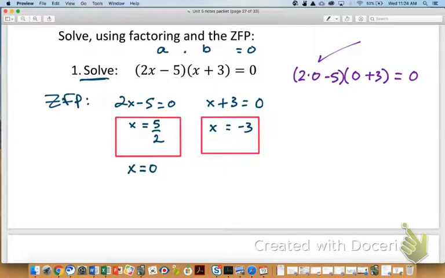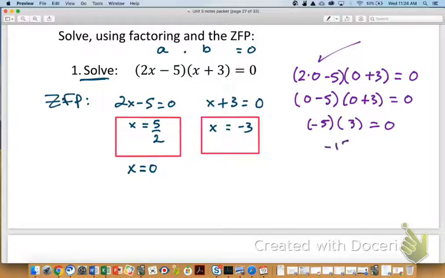So notice how I've taken Mason's proposed answer and I've simply plugged it in where I see an x. Let's keep going. What's 2 times 0? 0. What's 0 minus 5? Of course, 0 plus 3 is 3. What's negative 5 times 3? Mason, I'm sorry. We've just proven that 0 is not an answer for this one.